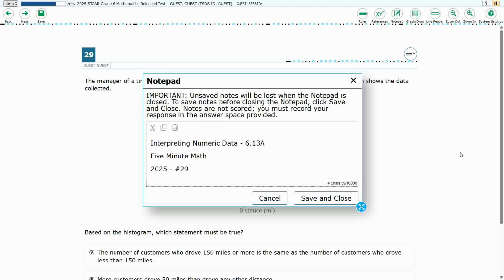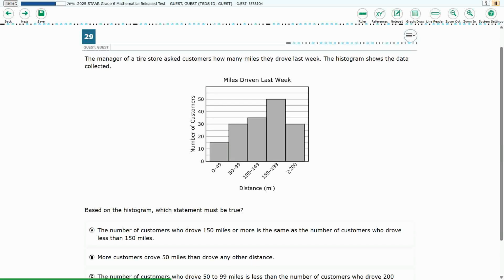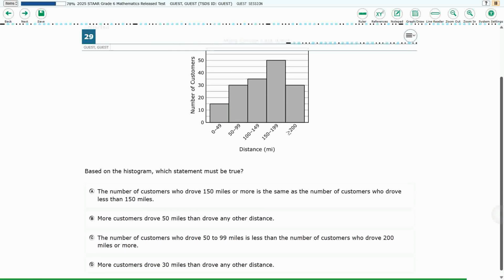Today we are looking at the sixth grade concept of interpreting numeric data. This is standard 6.13a in the great state of Texas, and we are using item number 29 of the 2025 released STAAR test. If you haven't done so already, please go ahead and take a moment to pause the video, work this problem out on your own, unpause it, and we will look at our answers together.